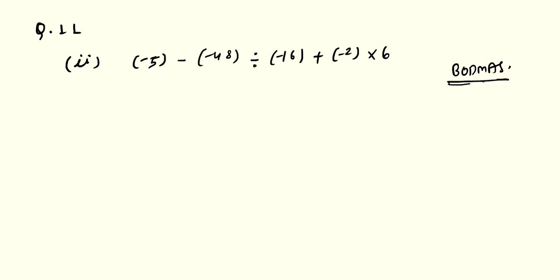So as per BODMAS, B is bracket, and bracket we are already solving here, so just leave this B. Then after that we have O. O stands for of. We are not having any of here, so just leave it. Then next is D, and D stands for division. And we are having division here.